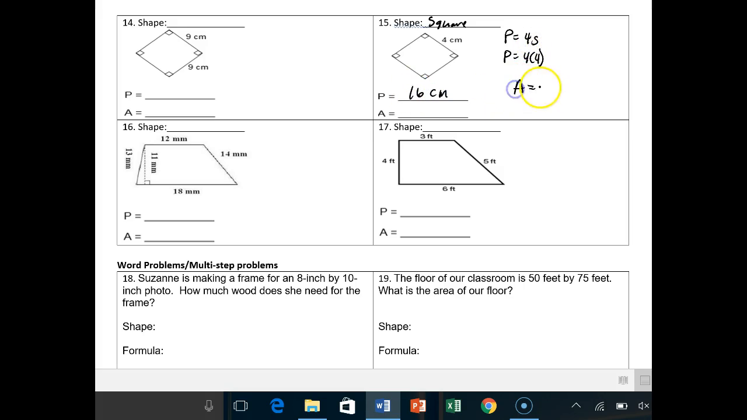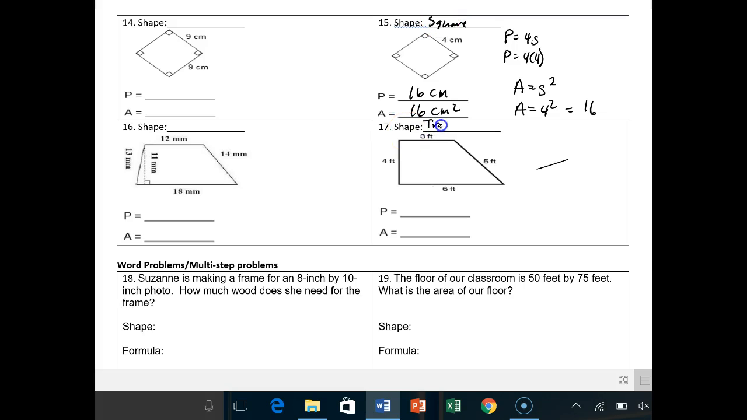And then the area is equal to the side length squared, the side times itself. Area is equal to 4 squared, or 16. So 16 centimeters squared. Big difference there, right? You could also say the area of a square is just base times height, which would be 4 times 4, but again, it gives you the exact same thing.